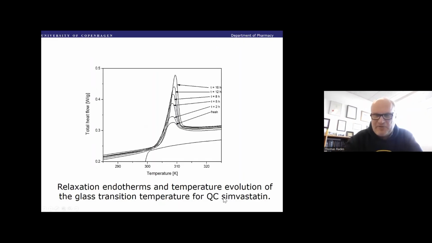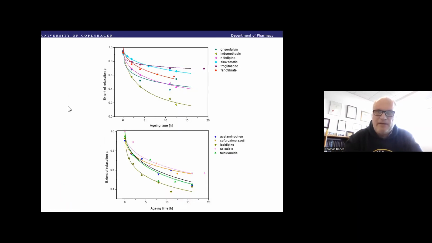So if we're looking here at quench-cooled simvastatin, and we have made it amorphous, and then we left it there to relax for anything between 0 and 16 hours, and we are measuring then through the glass transition again, we are seeing this buildup of this peak. And this peak is the relaxation endotherm, and that's the beautiful thing to have, because by using Kohlrausch-Williams-Watts, I spare you the details, we can determine the relaxation rate of our drug. And what we were thinking is that the relaxation rates of the drug may now somehow be connected to the stability of our amorphous material.